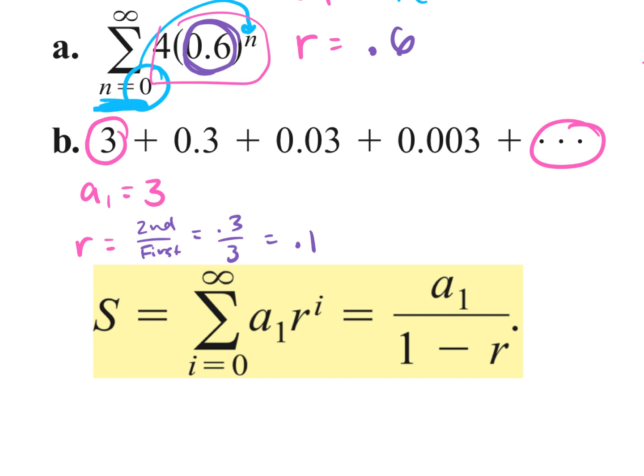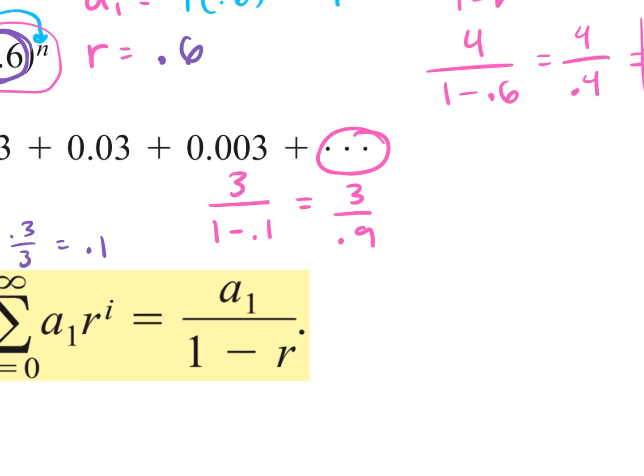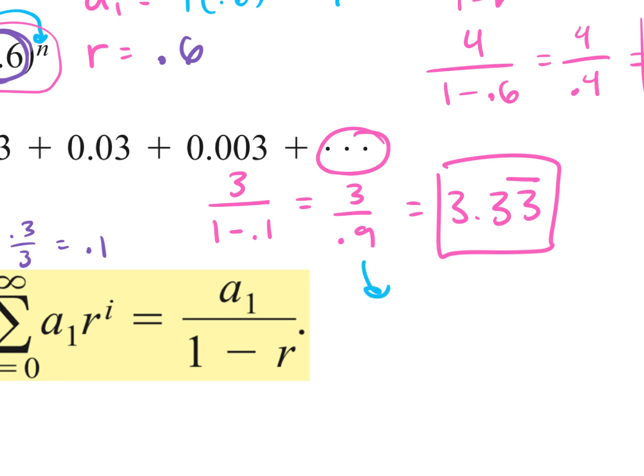So then we can plug it into our formula. 3 divided by 1 minus 0.1. We get 3 divided by 0.9. We get 3.33 repeating. So let's do it in fraction form just to see. Well, we can change this so we don't have a decimal in it. Just multiply the top and the bottom by 10, so we'd make it 30 over 9.